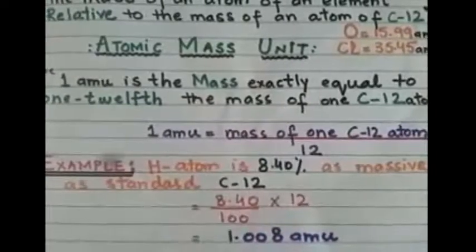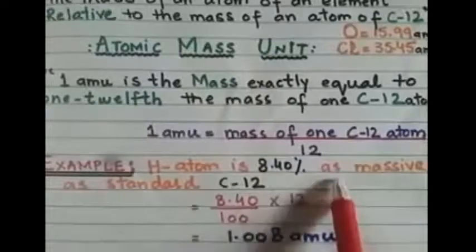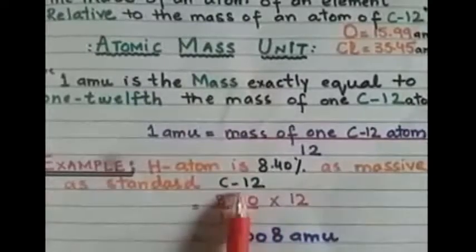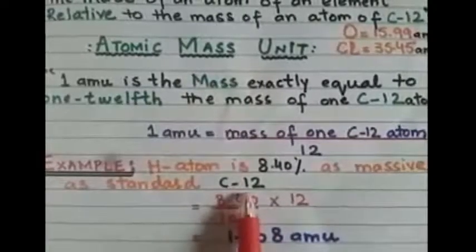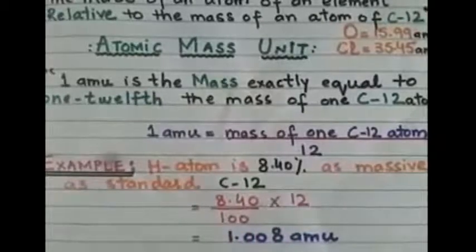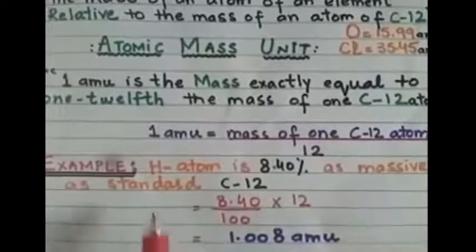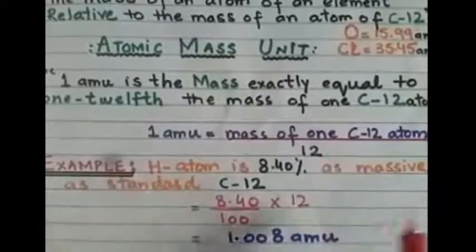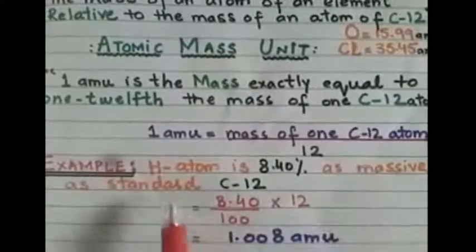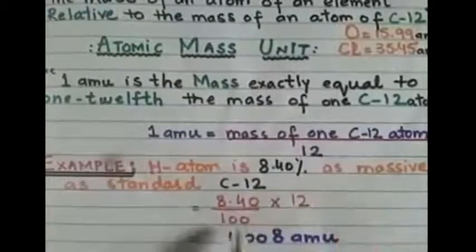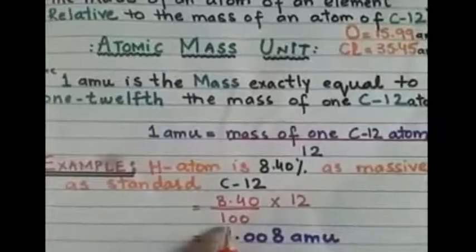Okay, so you have to first understand this statement, then you can calculate its atomic mass. Now this means as we have set carbon 12 as a standard, so on a scale carbon 12 is considered as 100. When we compare the masses of hydrogen and carbon, we can say that the hydrogen atom is 8.40% of that 100%.